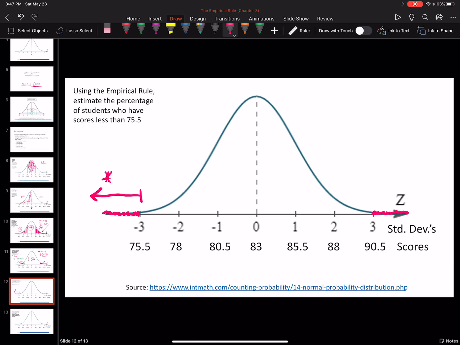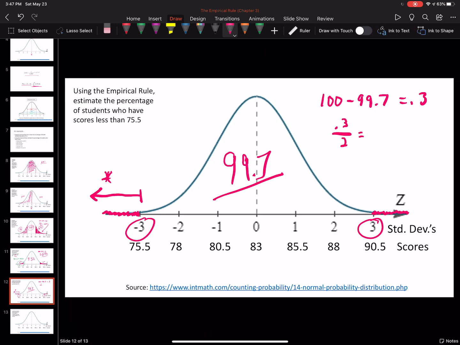What you'll notice here is that these occur at the 3 standard deviation mark, right? Well, we know that that has to be 99.7. So all of this white space in the middle is 99.7. So we're going to take 100 and subtract 99.7 and we're going to get 0.3. Now the problem with 0.3 is that's the area in both of these little tails, right? And so I have to divide that by 2 to get 0.15, and so that is our answer. So this will be 0.15%.